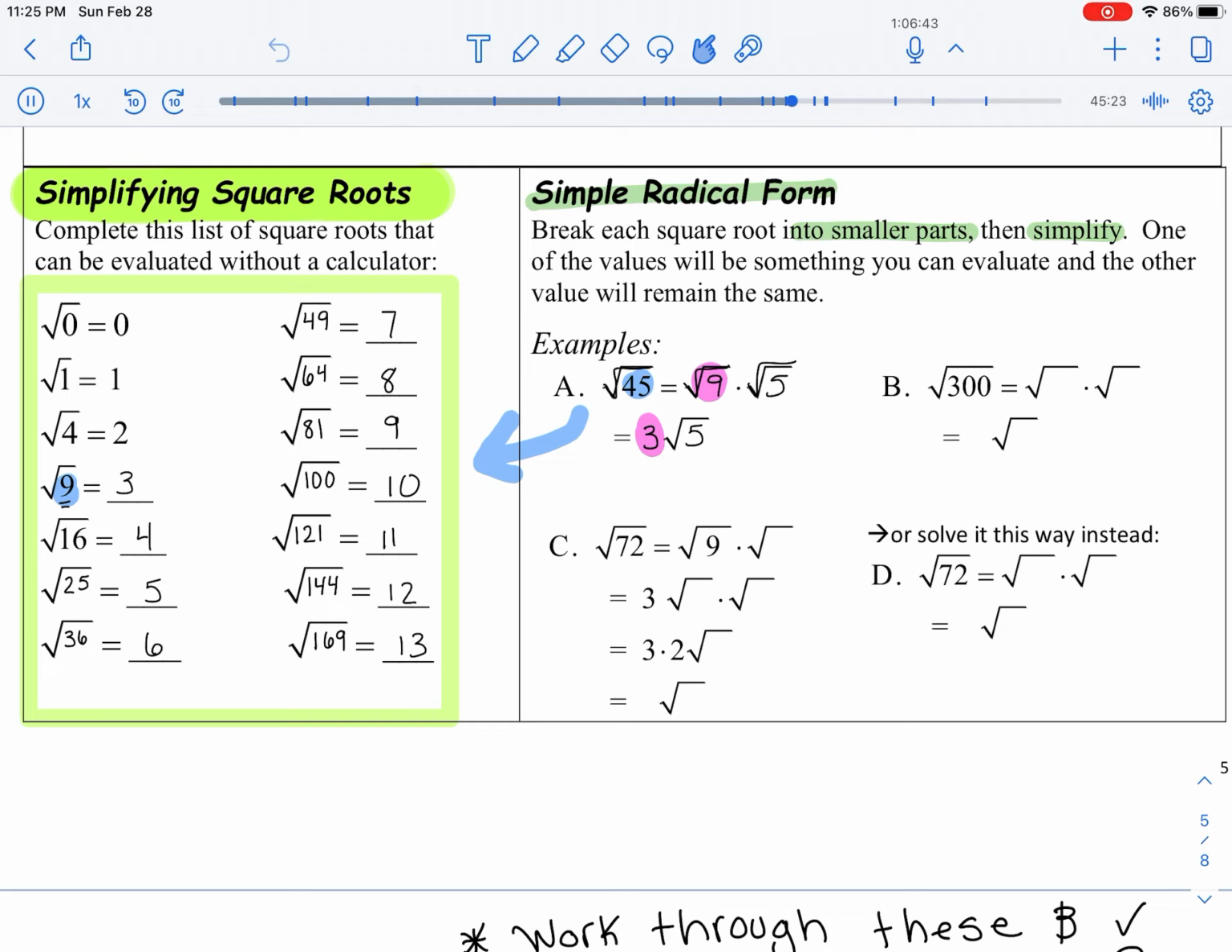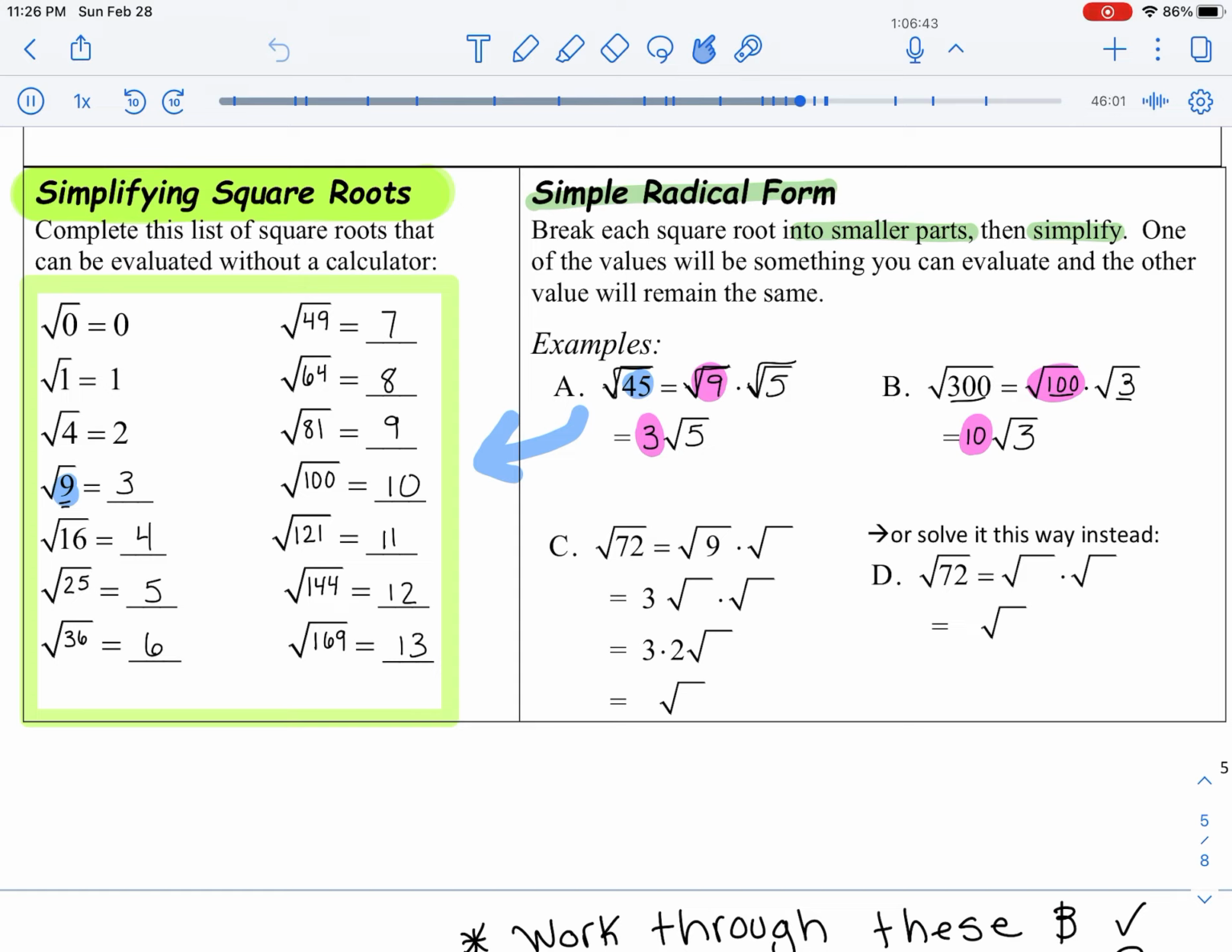Looking at part B, we have the square root of 300. Now, I know that I can say the square root of 300 equals the square root of 100 times 3, because 100 times 3 equals 300. The reason I chose 100 times 3 is because I know the square root of 100 is equal to 10. And since the square root of 3 does not simplify, I leave that written as the square root of 3.